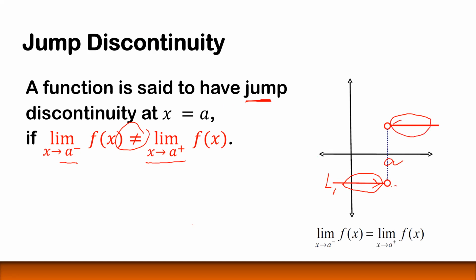Okay? So, it's leading towards this hole naman. So, let's call the associated y of this L sub 2. As you can see, the L1 is not equal to L2. O yan. So, the limit of f of x as x approaches a from the left is not equal to the limit of f of x as x approaches a from the right. So, jump discontinuity. Parang lumundag, di ba, from this to that point.